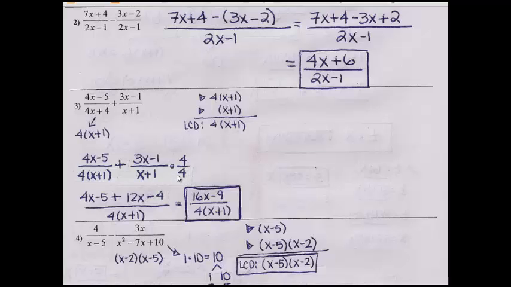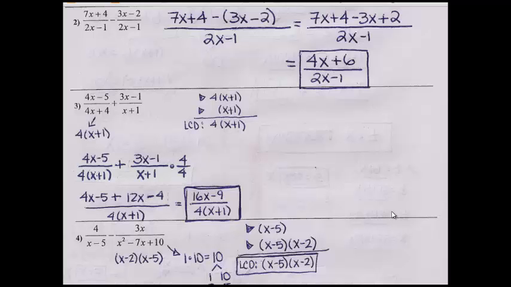Now that I have a common denominator, I can write just one denominator. I copy the numerator of the first, but on the second, I distribute the 4. 4 times 3x is 12x. 4 times negative 1 is negative 4. Combine like terms, I get 16x minus 9 over 4 times x plus 1.